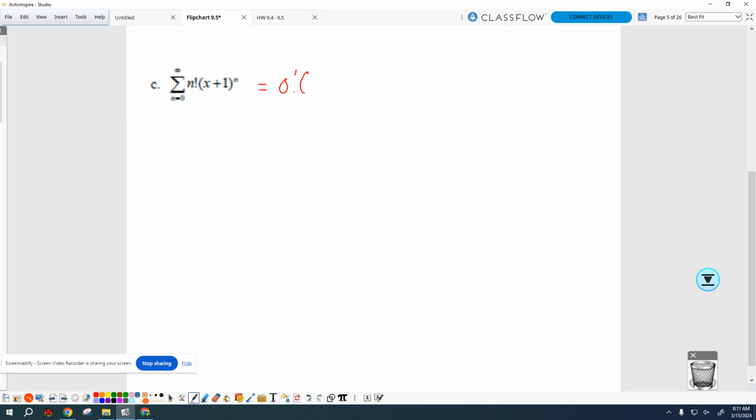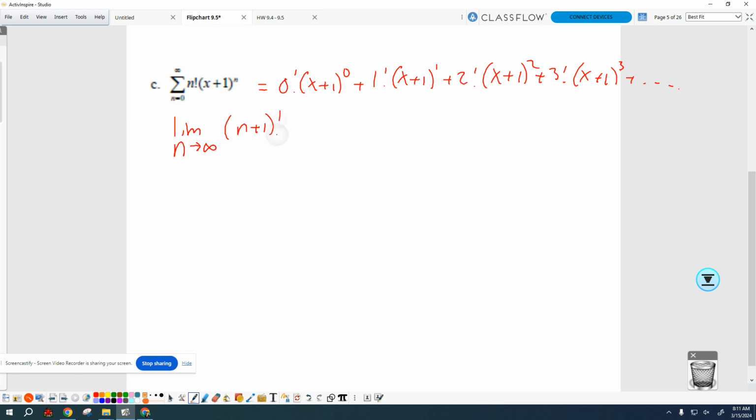Yeah, okay, that's what it was. The interval of convergence of the set: the radius is 0. So there are no endpoints.